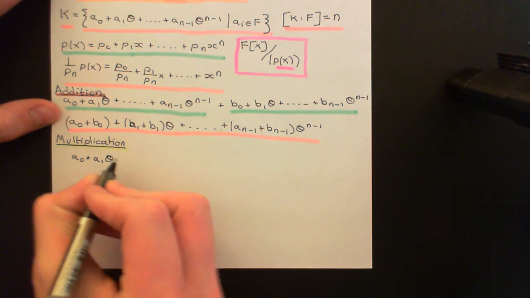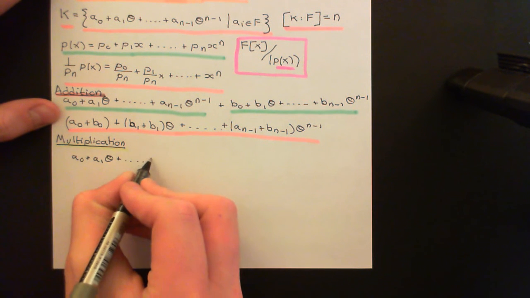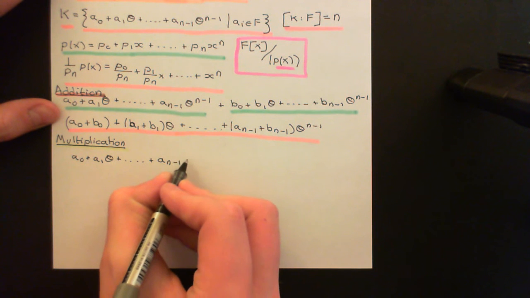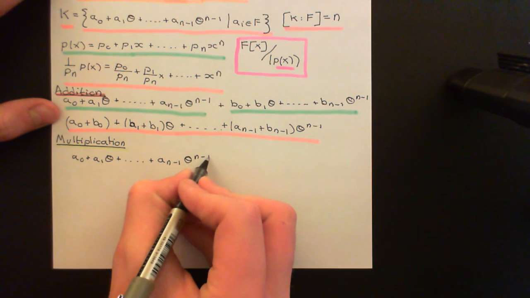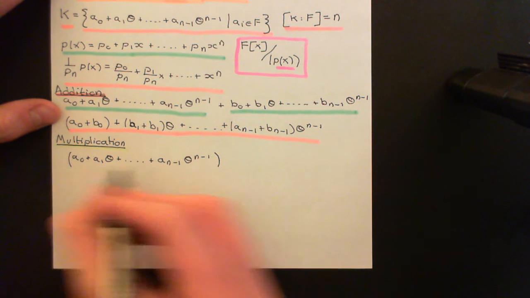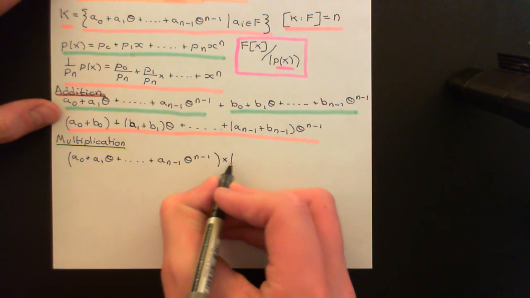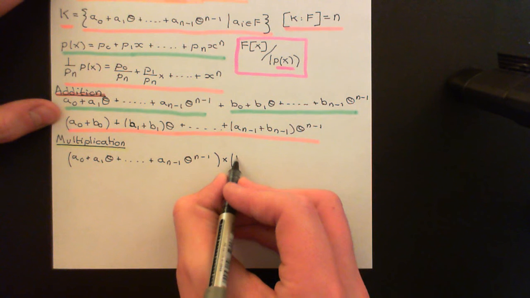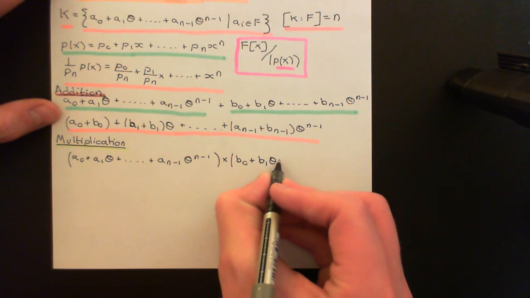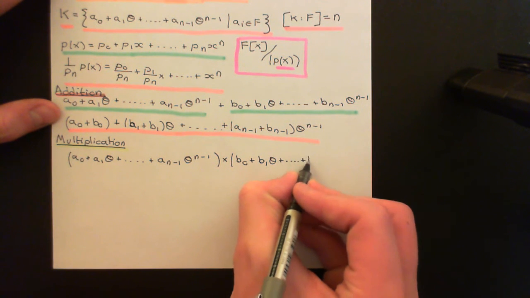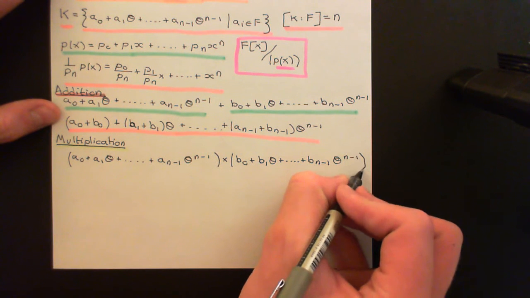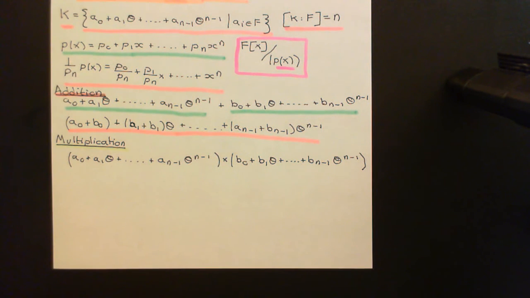a0 plus a1 theta, and from now on we will be writing out our elements in this form, plus all the way up to a_{n-1} theta to the power of n minus 1, as these linear combinations of these beautiful basis vectors here, and we now want to multiply them together in the field extension capital K. So we're going to multiply this with b0 plus b1 theta plus all the way up to, let's say, b_{n-1} theta to the n minus 1 here. So we now want to perform this multiplication.